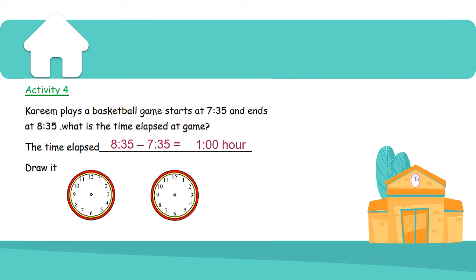Let's draw them. The game starts at what? 7:35. So draw here 7, the short hand on 7, or between 7 and 8. And the long hand will be on 7 too. The game ends at what? 8:35. So the short hand will be between 8 and 9. And the long hand will be on 7. Because 7 refers to 35 minutes.